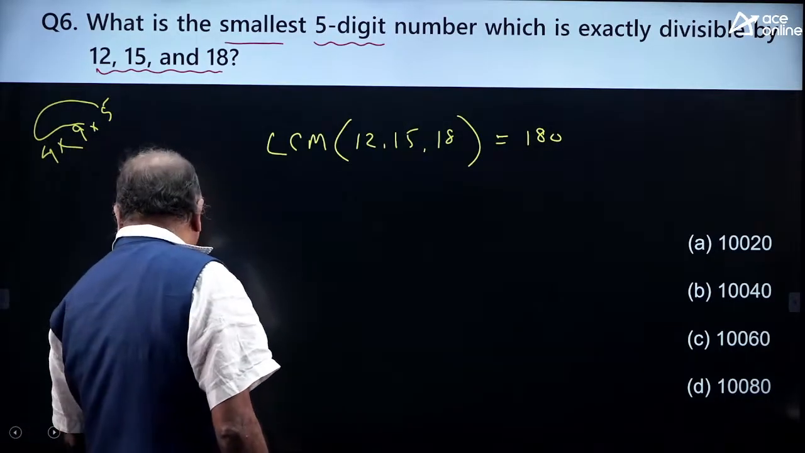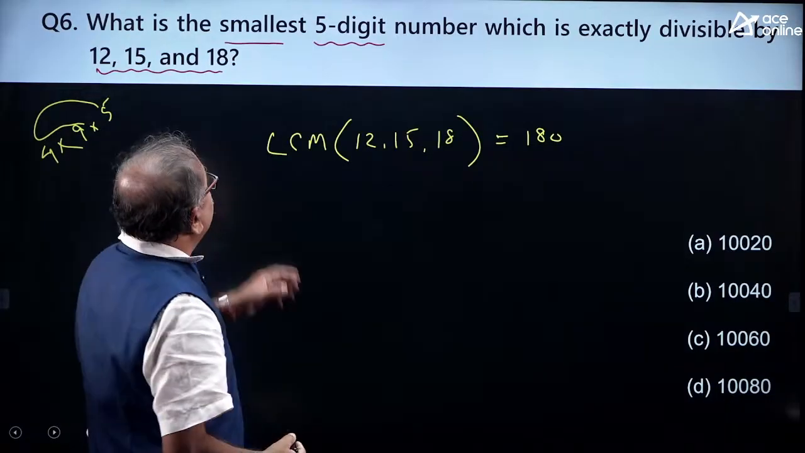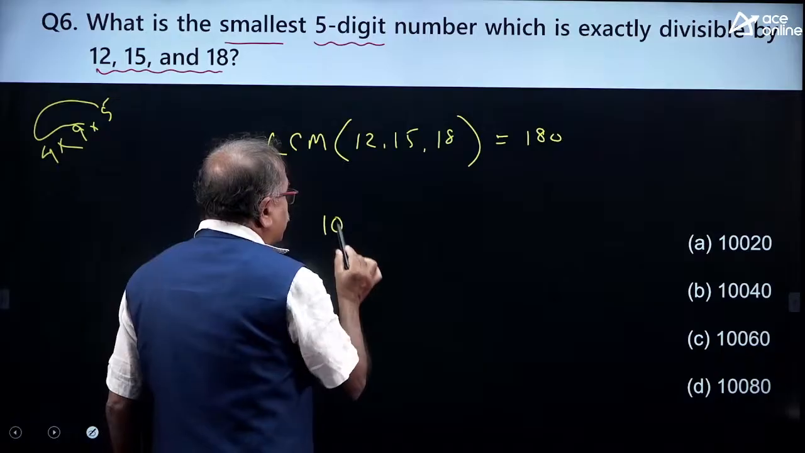I'm surprised, Aman must be there on the board. If he is there on the board, he will answer the question. Smallest 5-digit number. So what is the smallest 5-digit number?